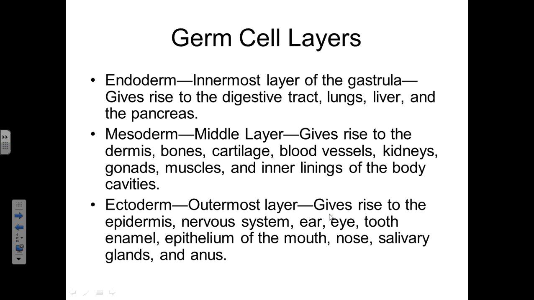So again, the germ cell layers are the layers of cells in the embryo that make you. And each one of these layers has specific parts that it's in charge of making. Make sense? Right. Give you guys a minute to finish up with this, and then we will move further.